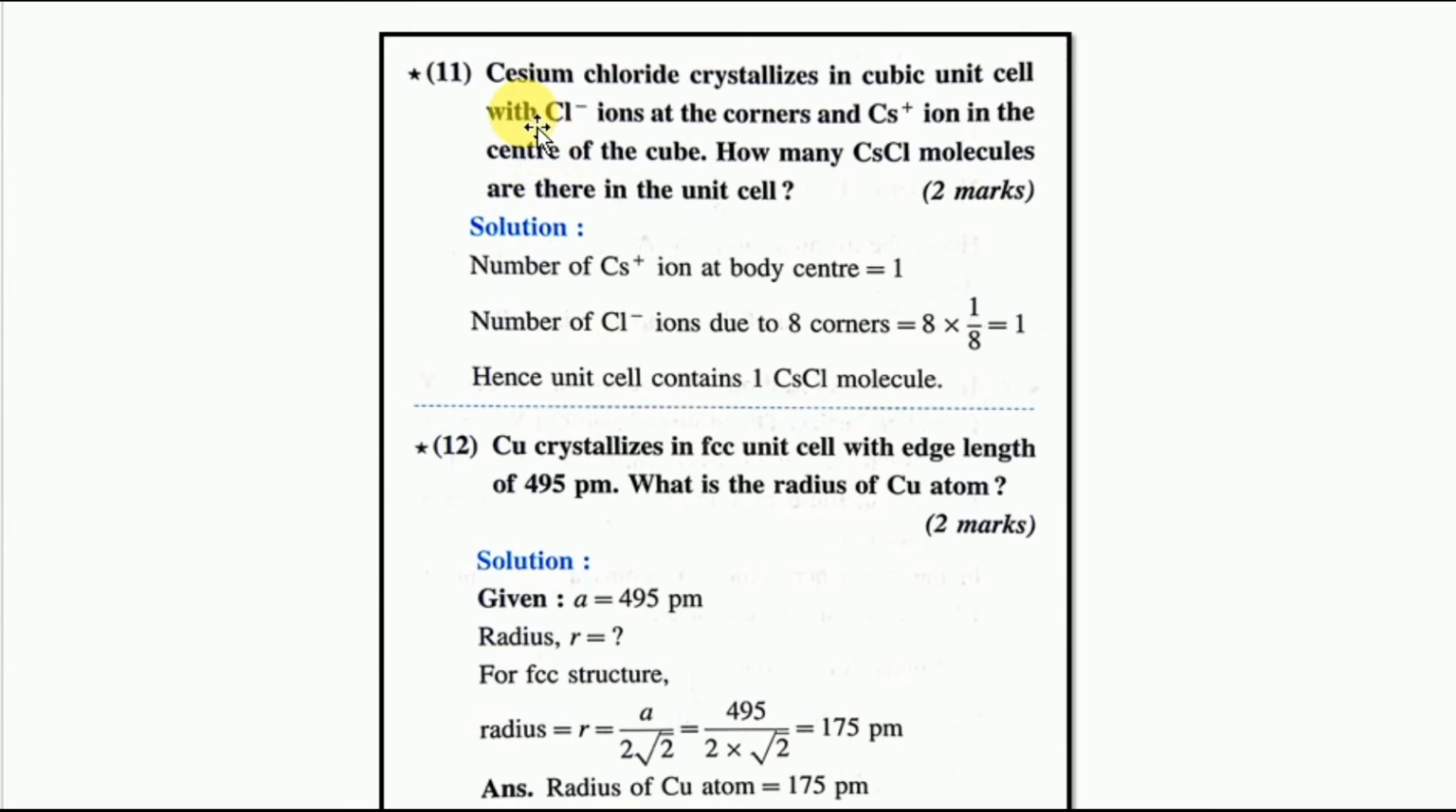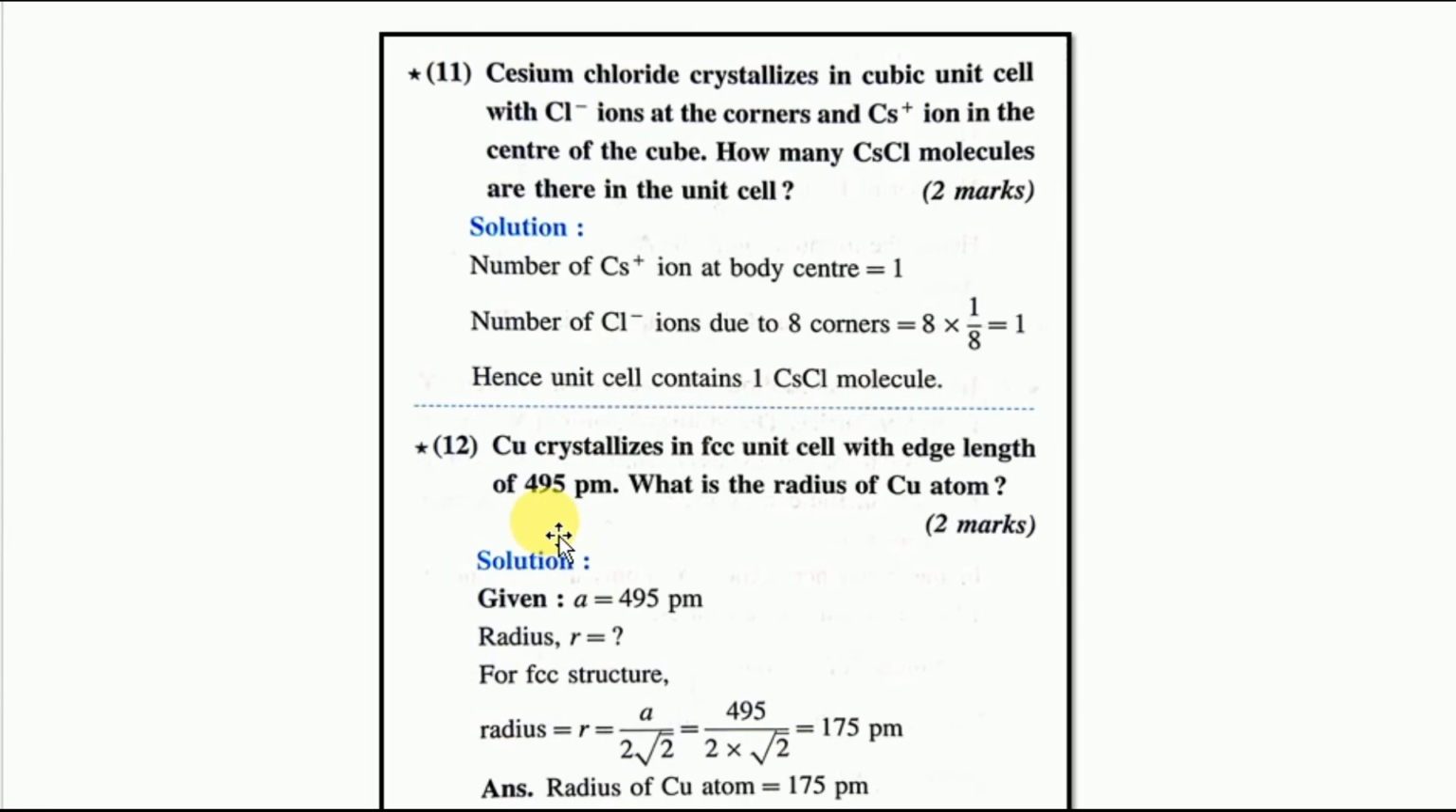Next question is, cesium chloride crystallizes in cubic unit cell with Cl- ions at the corners and Cs+ ion in the center of the cube. How many CsCl molecules are there in the unit cell? So solution is, number of Cs+ ion at body center is equal to 1. Number of Cl- ions due to 8 corners is equal to 8 into 1 upon 8 is equal to 1. Hence, unit cell contains 1 CsCl molecule.